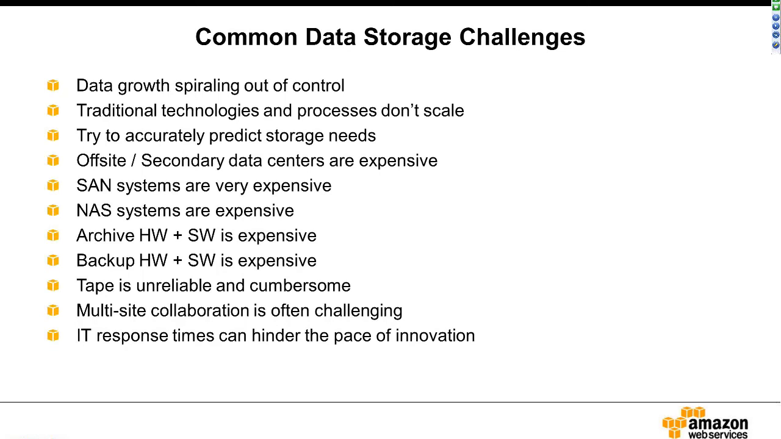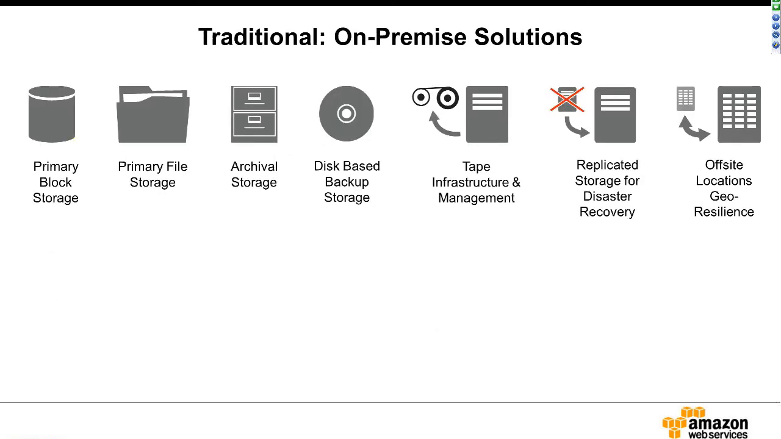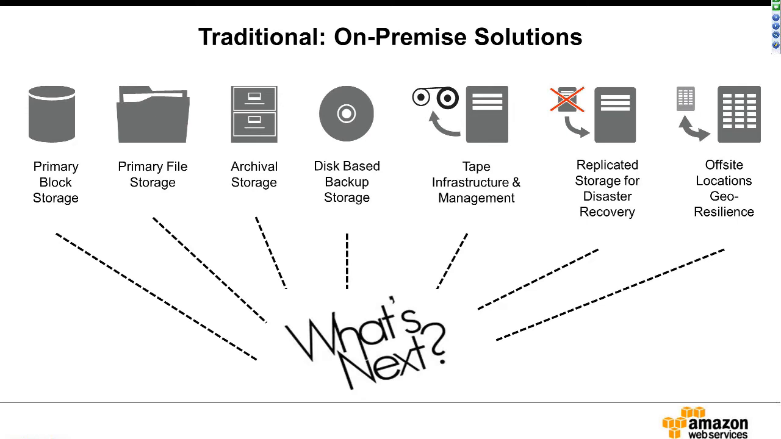These are a sample of some of the things. And so what that's seen is a proliferation of a wide variety of solutions for different on-premise use cases. So obviously most companies have their primary block storage, their primary file storage. Additionally, they have archival storage and disk-based backup. They'll have tape infrastructure and management, or outsource that to a third party. That will all be replicated for disaster recovery, and then you'll obviously have off-site locations. And the CIOs I talk to are always coming to me and saying, look, what's next? Because this complexity becomes an inhibitor to delivering great service to the business.